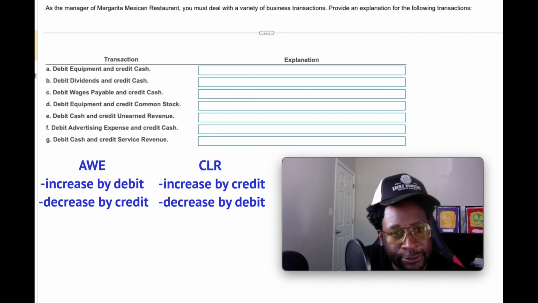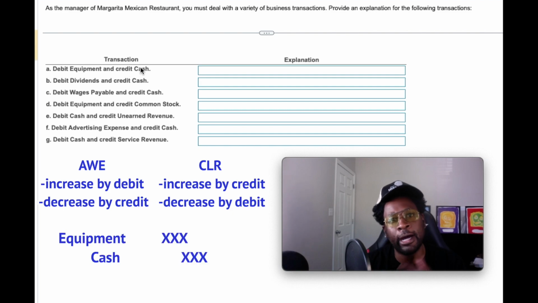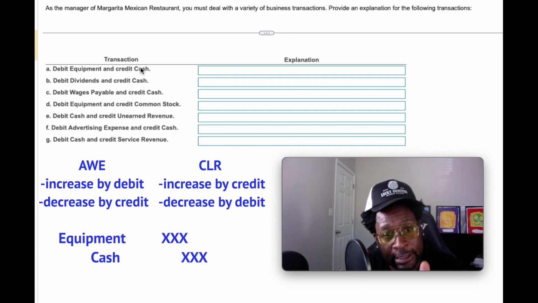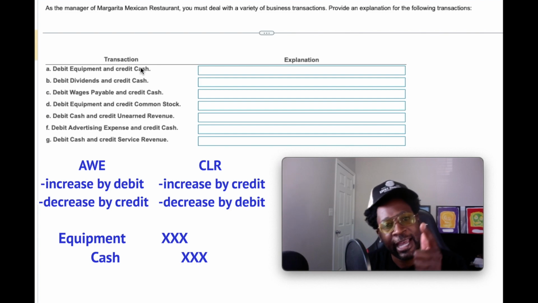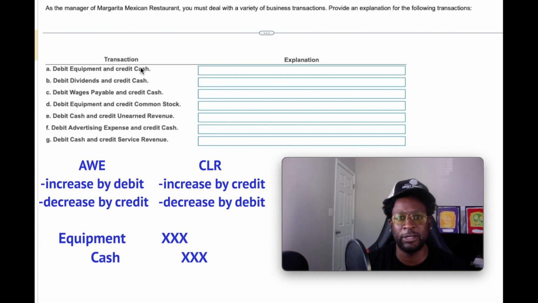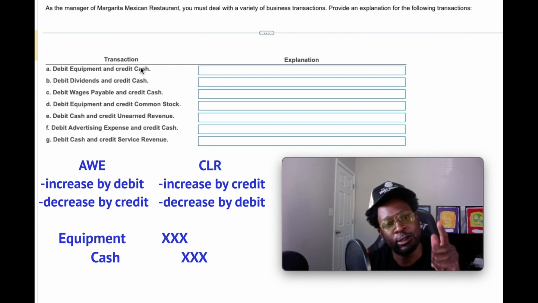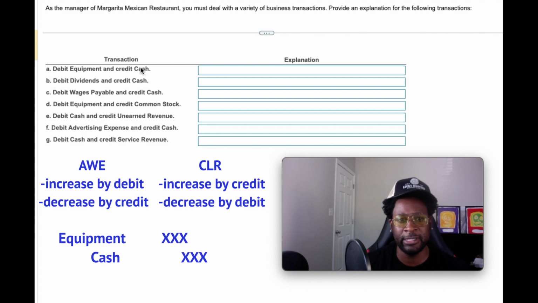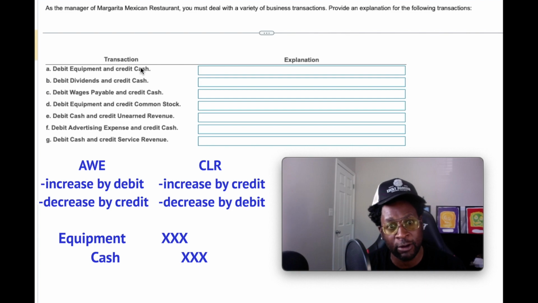So, first transaction: debit equipment and credit cash. How are we going to attack this, gang? Equipment happens to be an asset, and cash happens to be an asset as well, which means both of those accounts are in the all gain. Since we're debiting equipment and equipment's in the all gain, we already know that we're increasing equipment. Likewise, because cash is an asset in the all gain as well, we're crediting it, which means that cash is going down in the business.